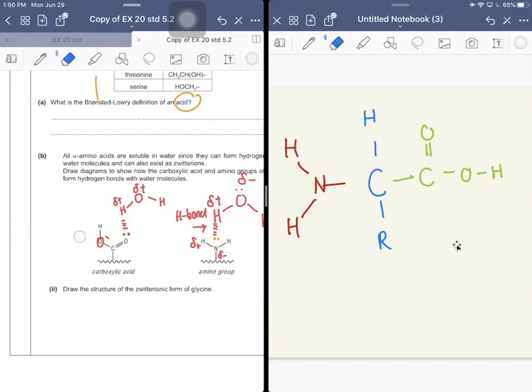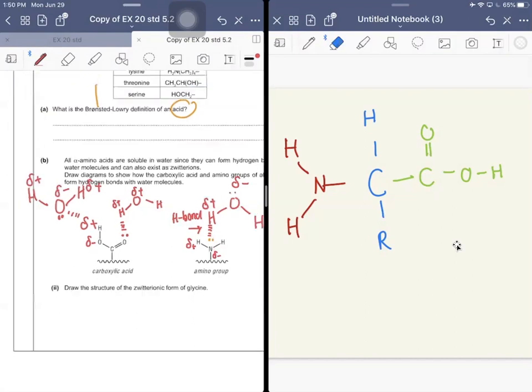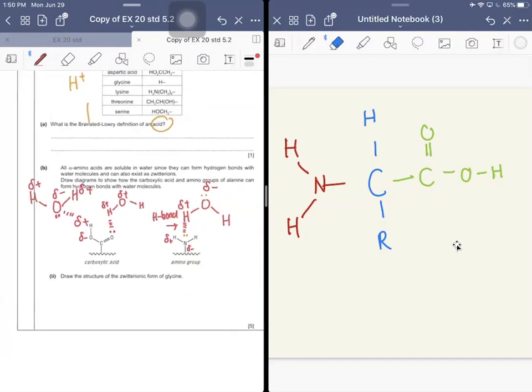You can leave it as hydrogen, but you will draw a dipole. Oxygen will be more electronegative, therefore delta minus. Hydrogen will be less electronegative, therefore delta plus. And then of course the slightly positive hydrogen will be attracted to the lone pair on oxygen of your H2O. This will be delta plus, delta minus, delta plus. So that's how you draw your hydrogen bond. You might want to label your hydrogen bond as well.